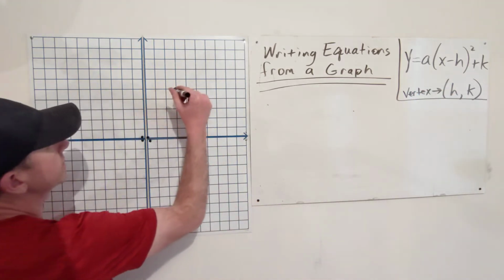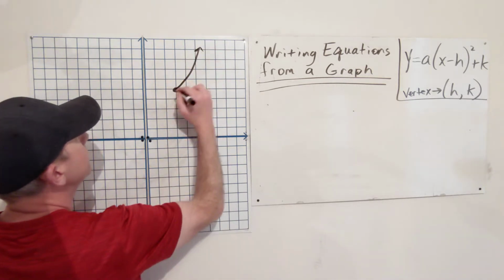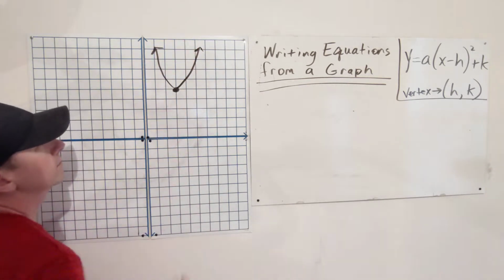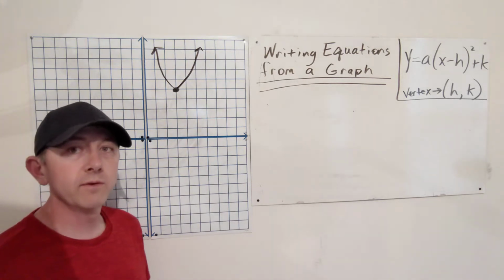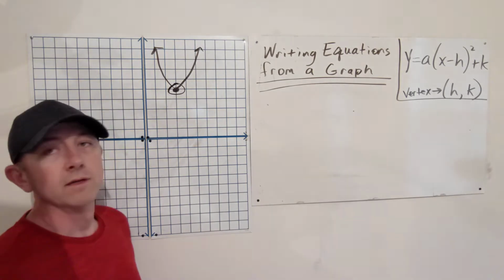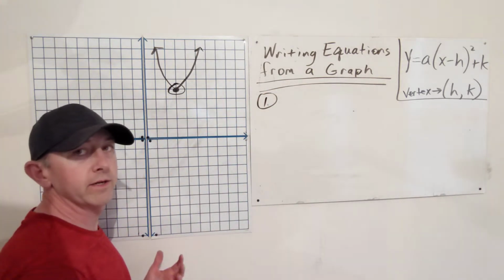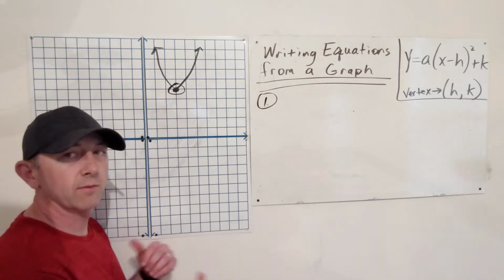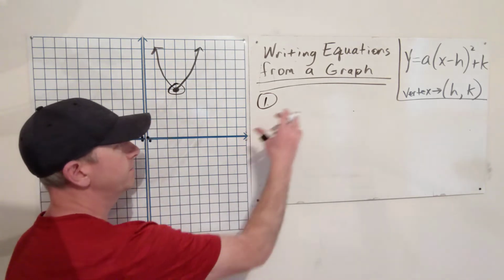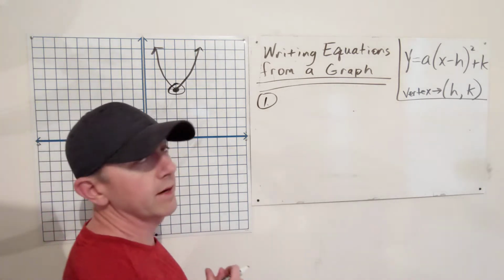You're going to be given a vertex, and you're actually going to be given an entire graph. All right, so if you have a parabola that looks like this, the only piece of information that you must have is this vertex. So for number one, we're going to write the equation from the graph. So it's kind of working backwards from being given the equation, find the vertex, and then graphing it. We're going in rewind here.